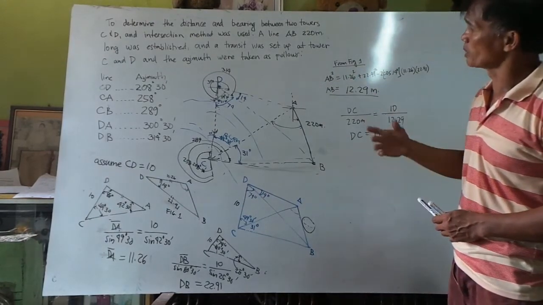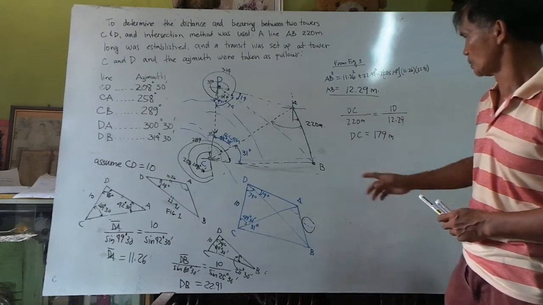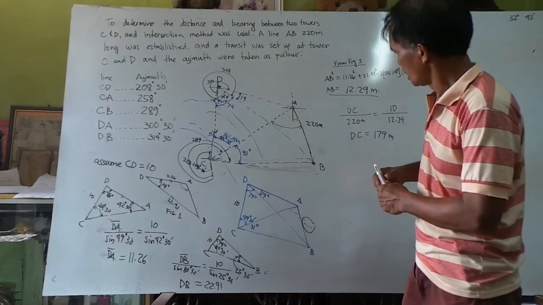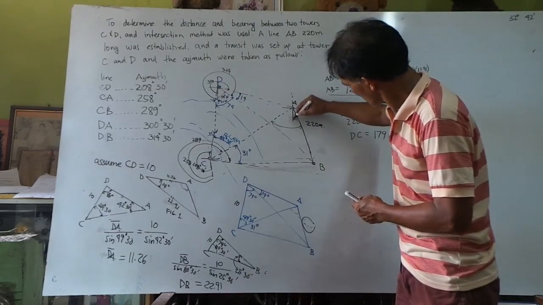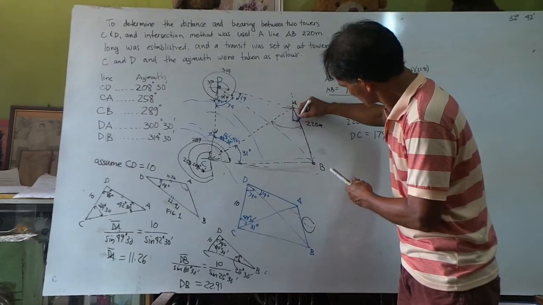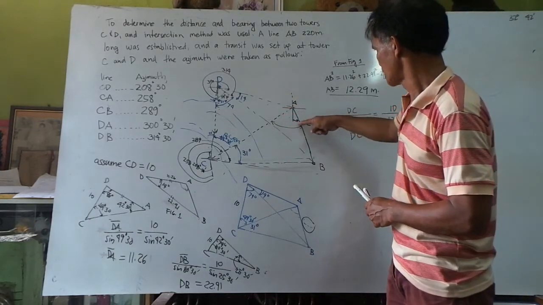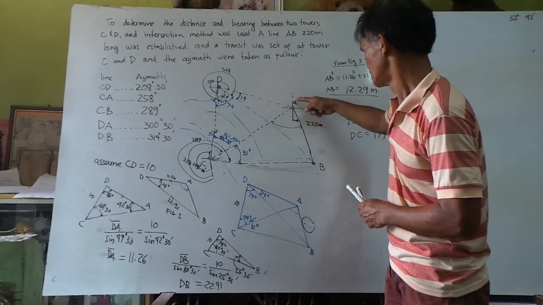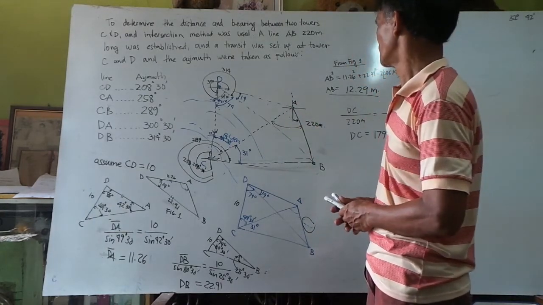So the other unknown, or the other requirement there, is to determine our bearing AB. Before we can get the bearing AB, we must know first what is our interior angle here of this triangle DAB, because this is the bearing of your AB. If we can determine this angle here, then we'll just deduct everything there to get the bearing AB.